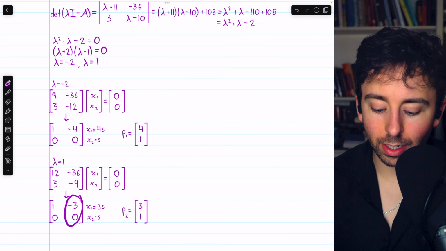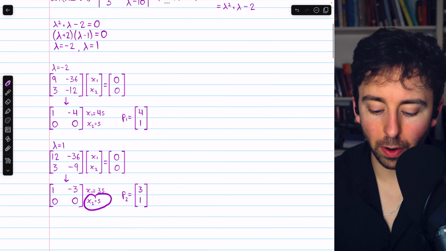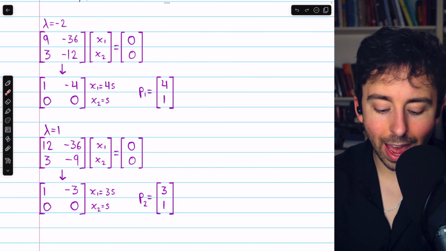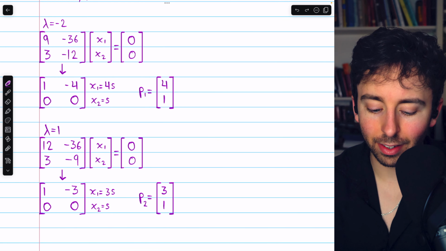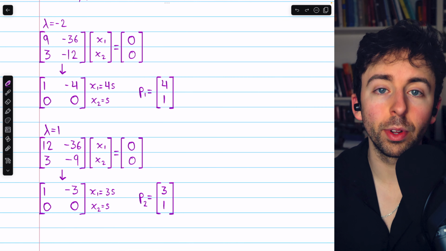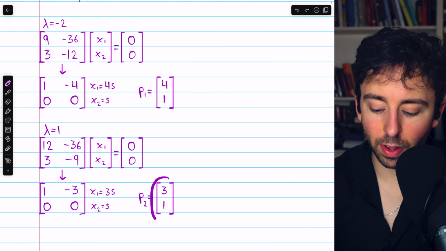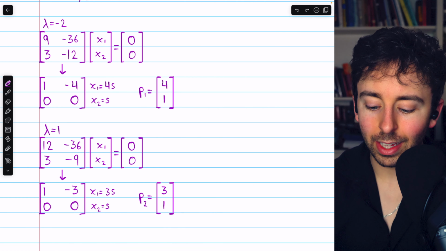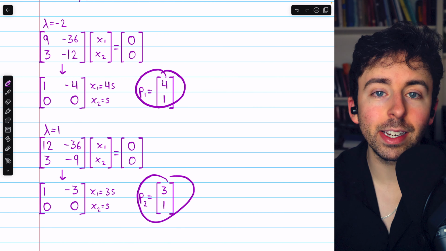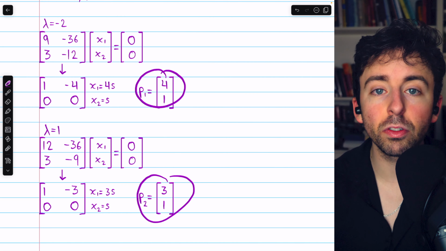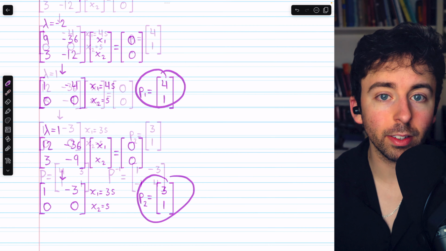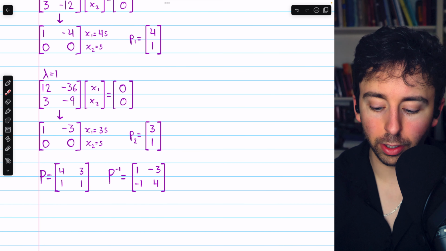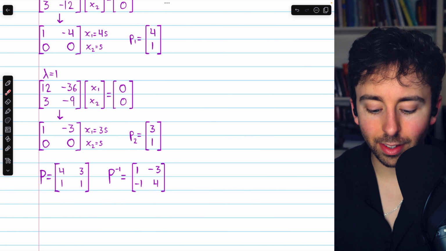There's no leading entry in column 2, so x2 is a free variable. Let's say x2 equals s. And from row 1, we have that x1 equals 3s. So the basis for the eigenspace just consists of this eigenvector, the coefficients of s, 3 and 1. These two linearly independent eigenvectors we can use to construct our diagonalizing matrix. Our diagonalizing matrix P has this first eigenvector as its first column, and this second eigenvector as its second column.